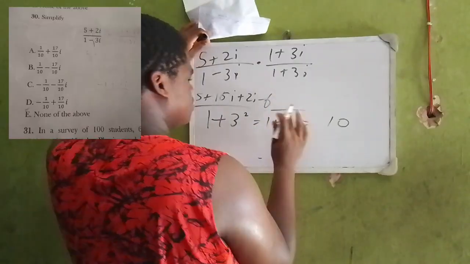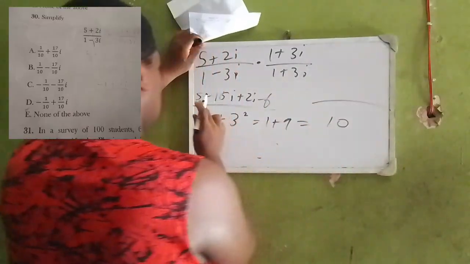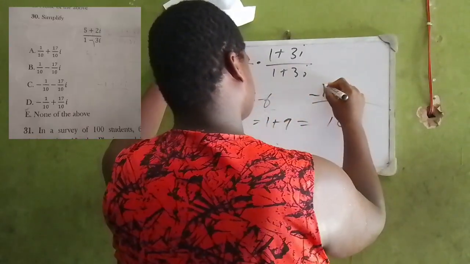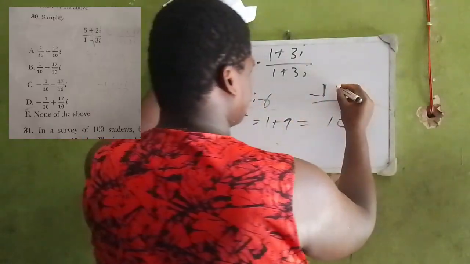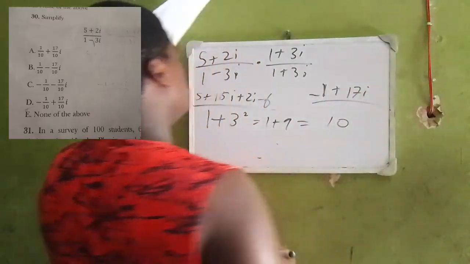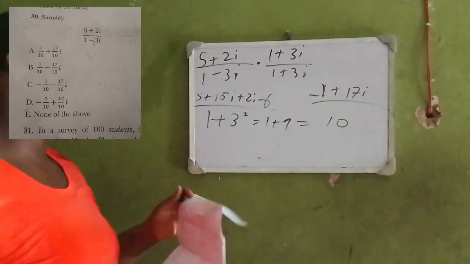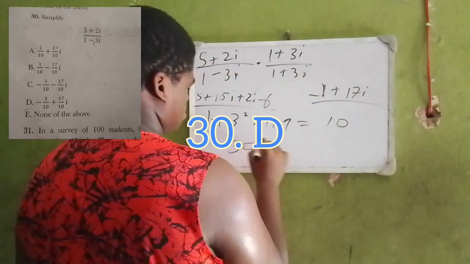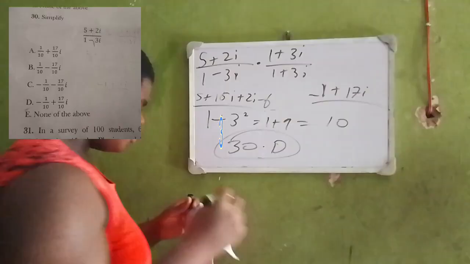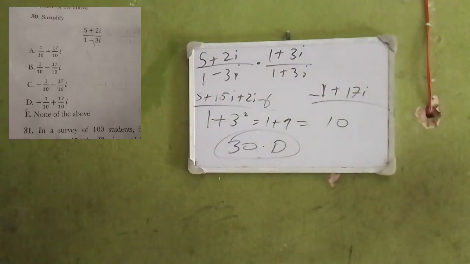So this is equal to 5 minus 6, that is minus 1. 15i plus 2i is plus 17i. So we have minus 1 plus 17i over 10, which is option D. Question 30 is option D.